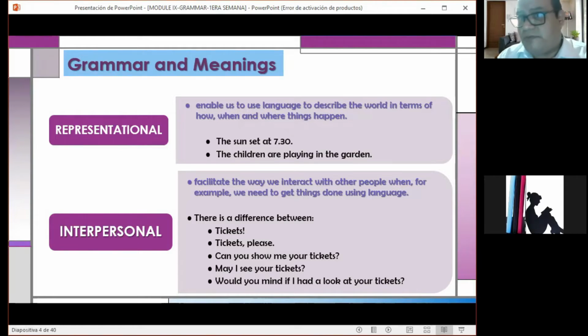Here you have some phrases or sentences, and there is a difference, right? For example, "Tickets," or maybe you could say, "Tickets, please." Or "Can you show me your tickets?" "May I see your tickets?" "Would you mind if I had a look at your tickets?" What's the difference between these words or phrases or sentences? The message is the same, right? That the person is asking for the tickets. But what's the difference? Can you tell me?